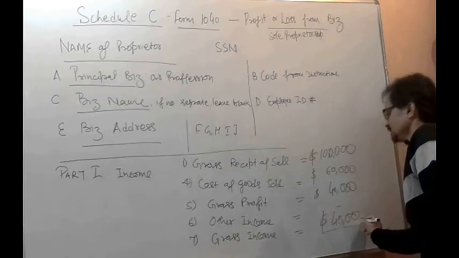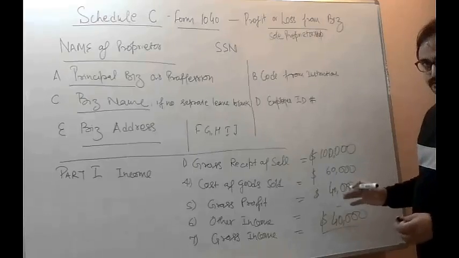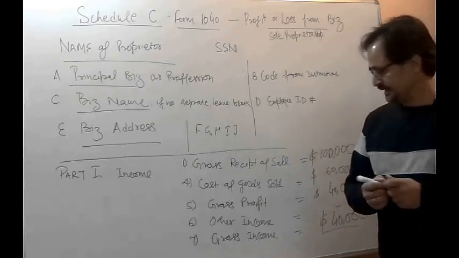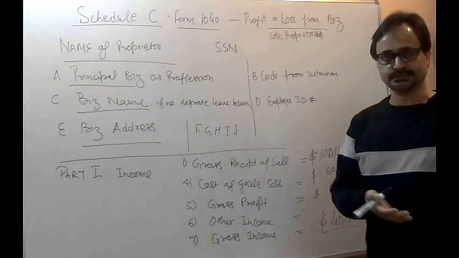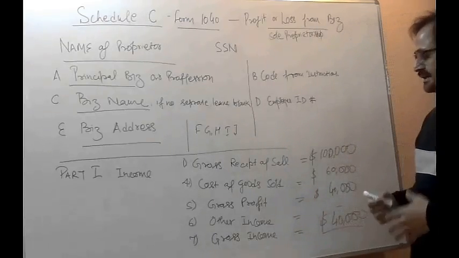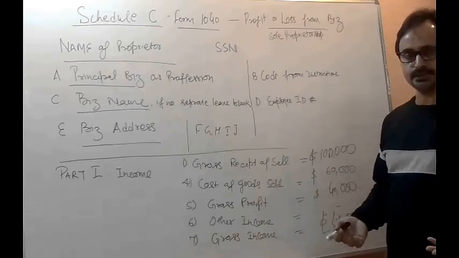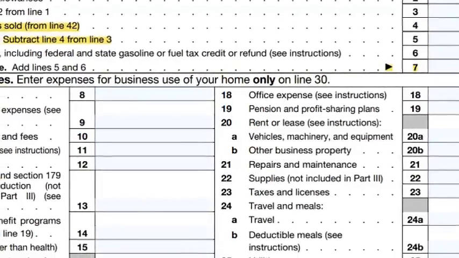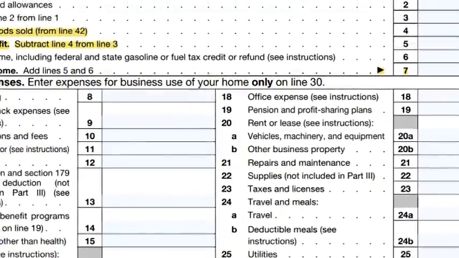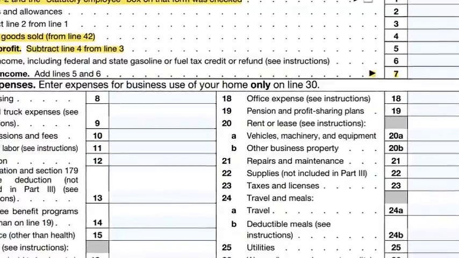That is the total income. Gross income means it includes all other expenses. So let's see what the net income or net profit is. Let's go to part 2. Now we will be looking at the expense part.